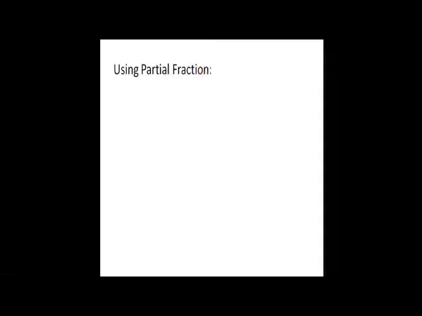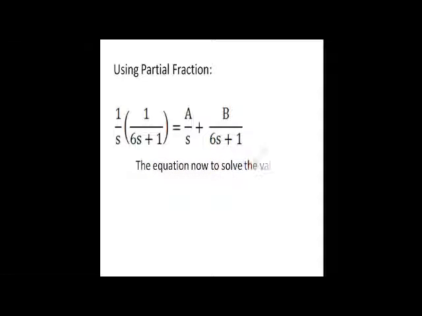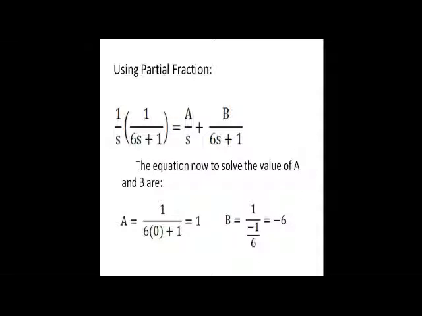Using partial fraction, 1 over S times the quantity of 1 over 6S plus 1 is equal to A over S plus B over 6S plus 1. The equation now to solve the values of A and B: A is equal to 1 over 6 times 0 plus 1, which is equal to 1, and B is equal to 1 over negative 1 over 6, which is equal to negative 6. Then 1 over S plus negative 6 over 6S plus 1 is the answer.